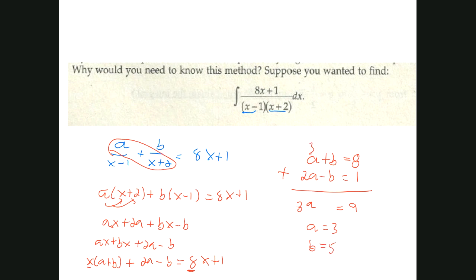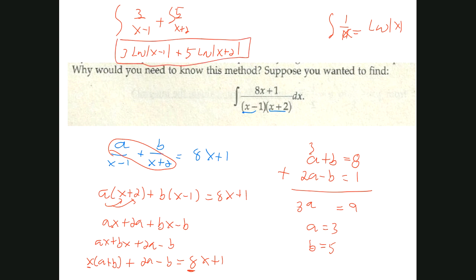So now I'm going to put 3 here. So I've got the integral of 3 over x minus 1 plus the integral of 5 over x plus 2. Now if I take the integral of this, remember the integral of 1 over x is equal to the natural log of x. So same concept here, I just bring the 3 to the outside. So I've got 3 natural log of x minus 1 plus 5 natural log of x plus 2. That is the integral of this problem right here.